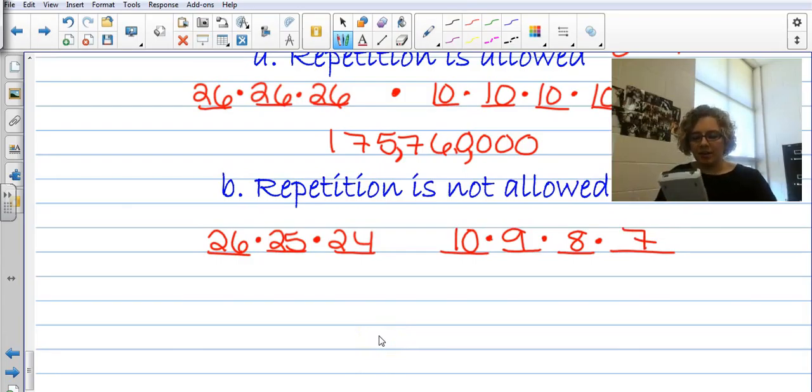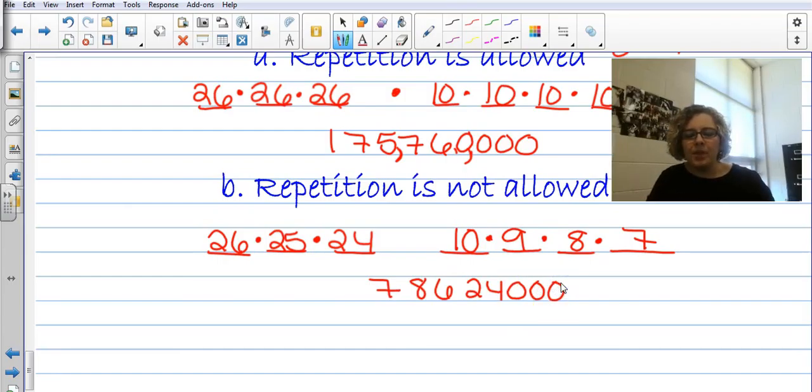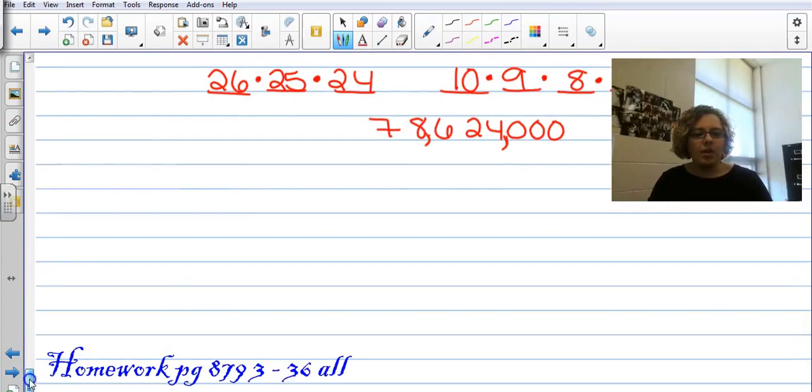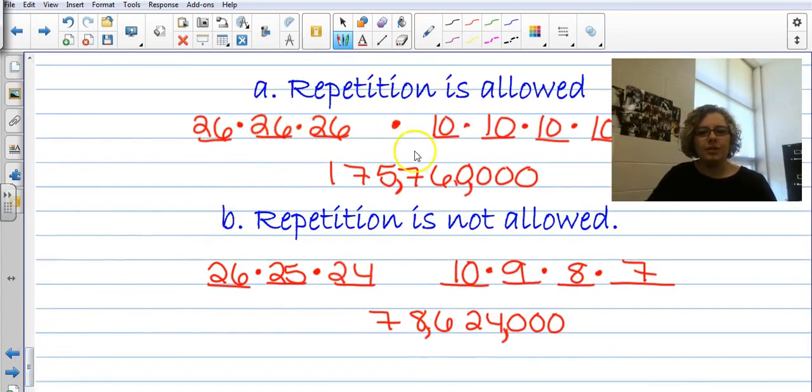And you type this in your calculator: 26 times 25 times 24 times 10 times 9 times 8 times 7. And you get that number, which is 78,624,000. So that's smaller. Well, that makes sense because you're not allowed to use letters or numbers multiple times. So it makes sense that it would be smaller. All right, and that's all I have for you. Thank you.